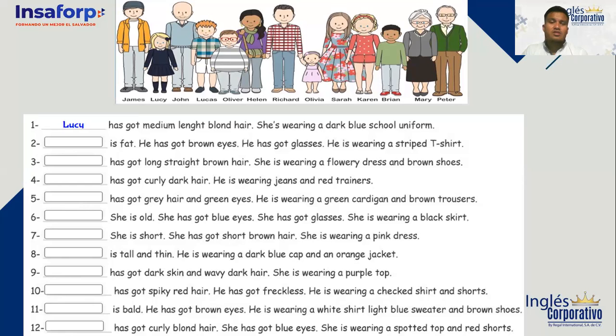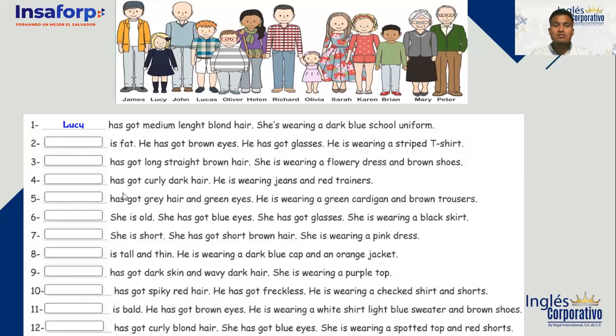Okay, guys, so I think that this exercise was really easy, was not that complicated. It was just to find the right name and to put it next to each one of the numbers. So let me see. Just check people here. Okay, William. Yes, teacher. Can you please help me in number two? Oliver. Yeah, it is Oliver because it says wearing striped t-shirt. Okay. What about number three?